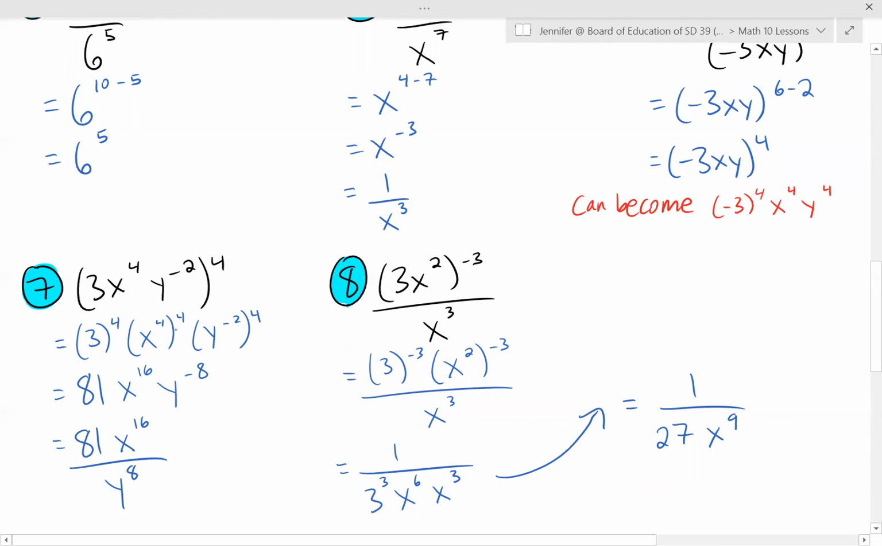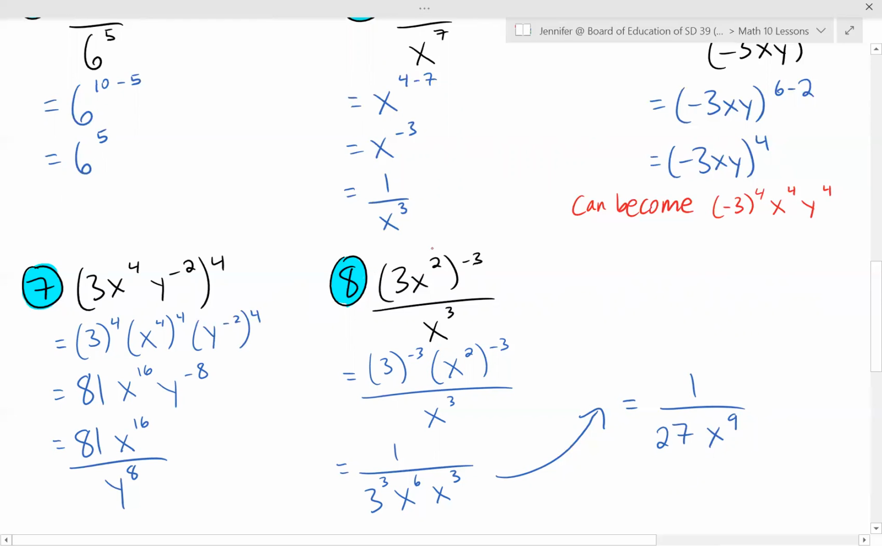And then we use our double power rule. So we would multiply these exponents together, give us 16, multiply these together to give us minus 8. And then for our final answer, just put the y to the 8 on the bottom of the fraction to only have positive exponents in your final answer.